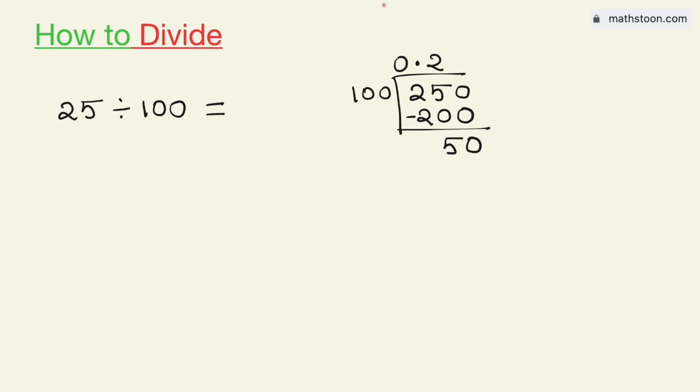Now again see that 50 is less than 100. That is why we will again borrow 1 0. And we know that 100 times 5 is 500. Subtract, we get 0. As we have got the number 0, so we will stop. Therefore, 25 divided by 100 is equal to 0.25. And this is our final answer.